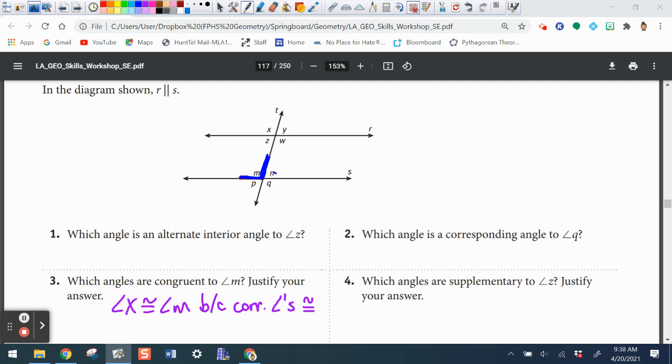So N is out of the question. So it has to be angle W. So angle W is considered alternate interior to angle M. So angle W is congruent to angle M because alternate interior angles are congruent.